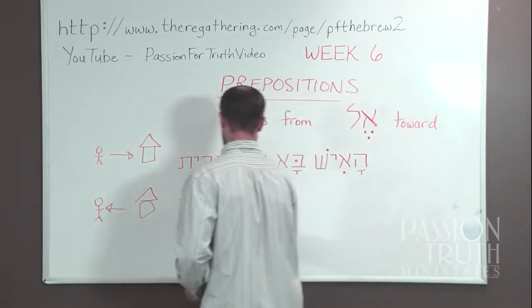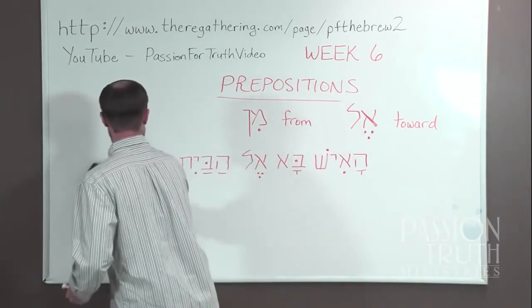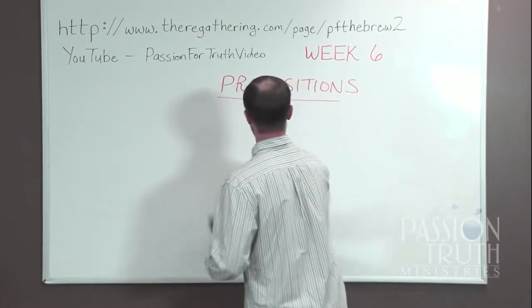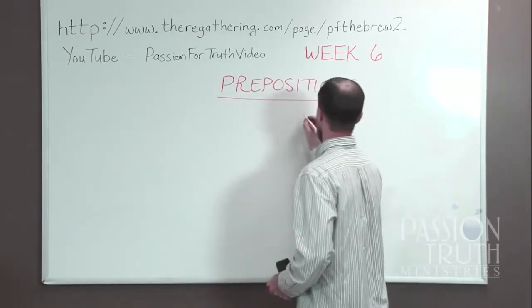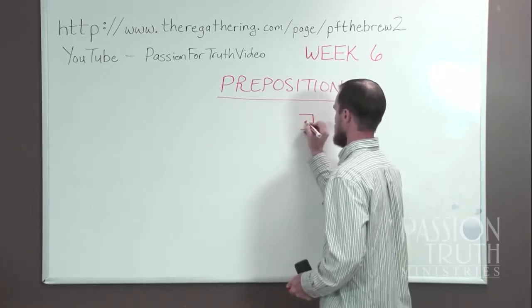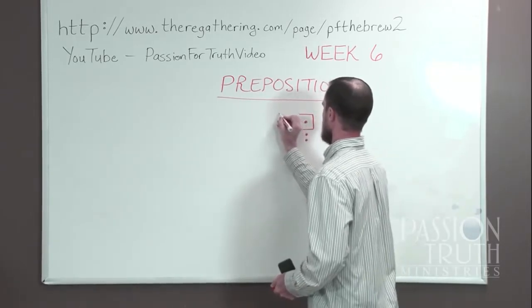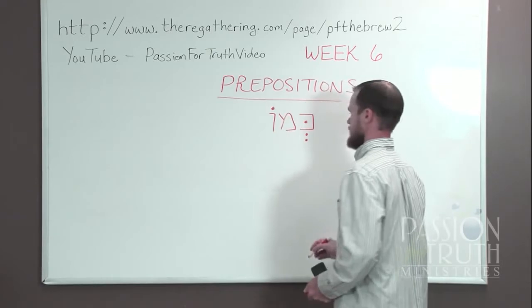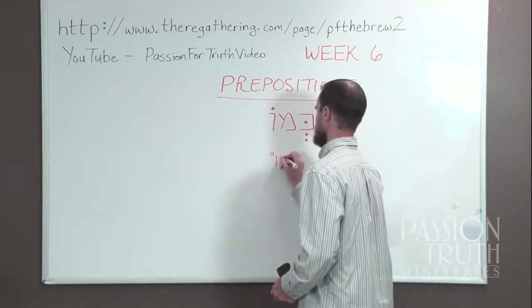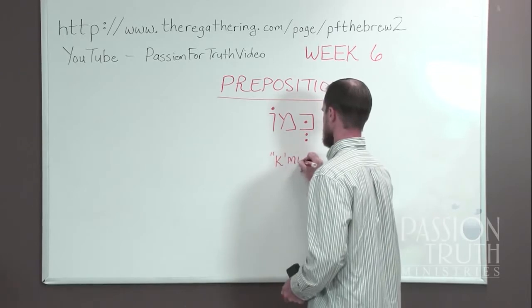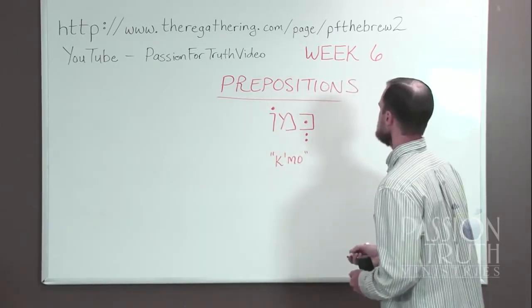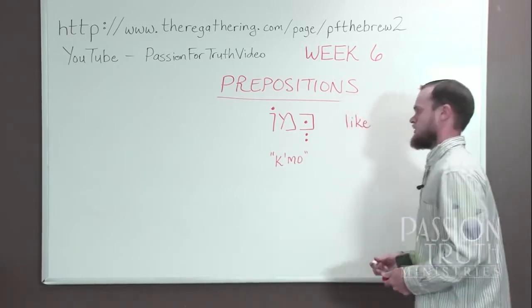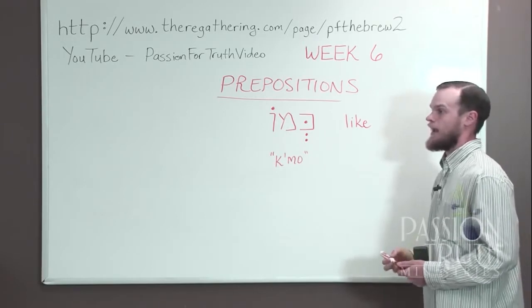And our final preposition for today is spelled kaf with a shva, mem, vav with a cholam. So this is pronounced kemo. Kemo. And kemo means like. Kemo means like in the sense of similar to or as.